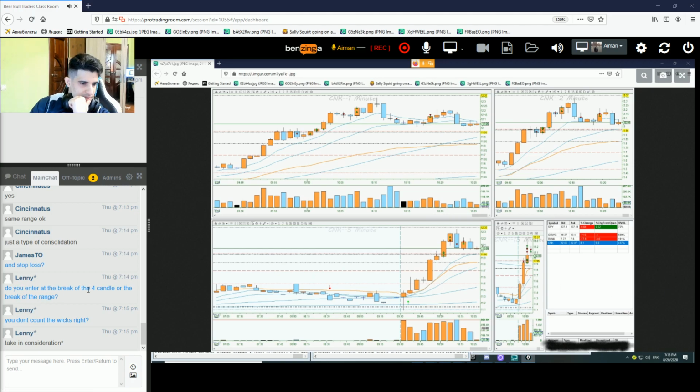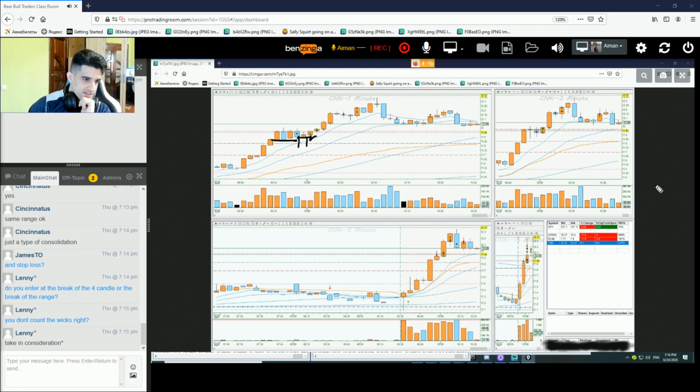Do you enter at the break of the 4th candle or the break of the range? I enter for the breakout. This is my entry for the breakout. The better though, and the safer, is to wait for the breakout to happen and enter at the breakout of the 4th candle or the breakout of the range. Exactly, the range, sorry, not the 4th candle. It's safer to enter at the breakout of the range.